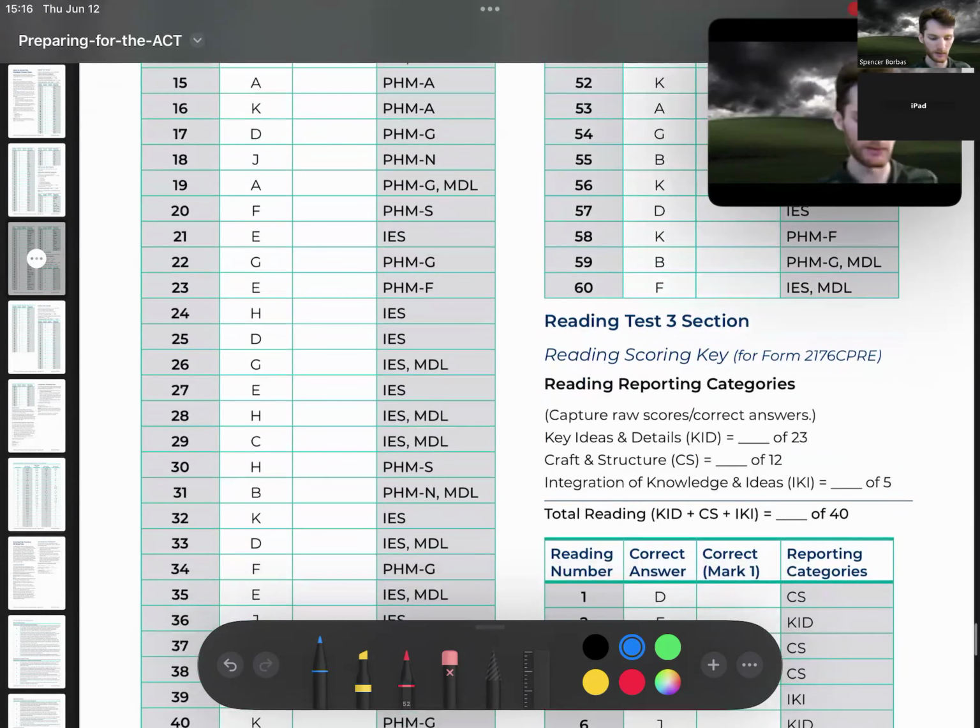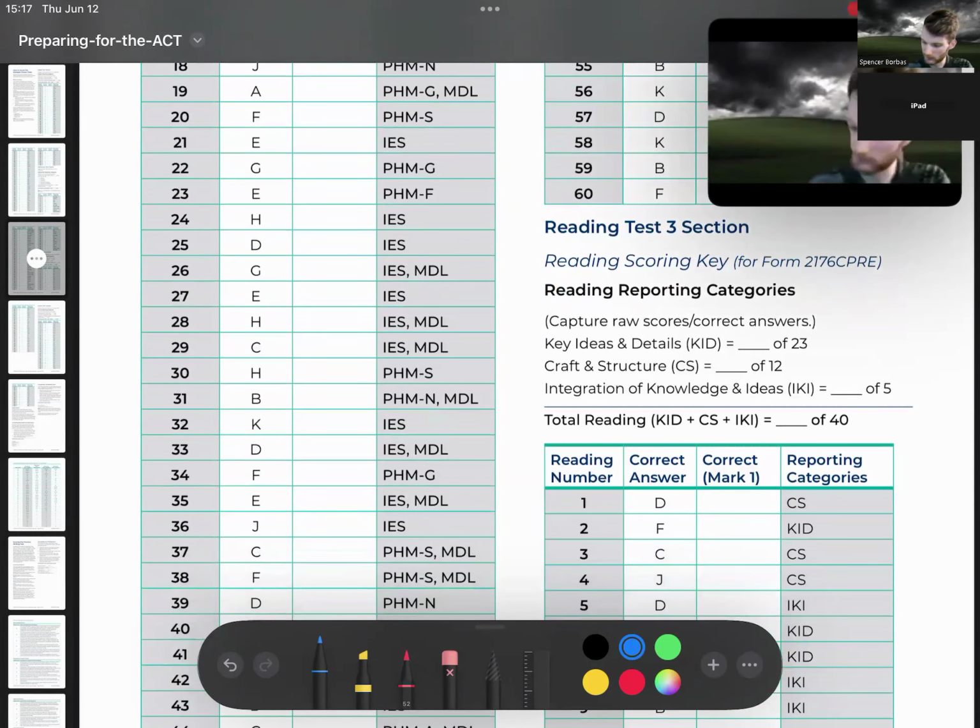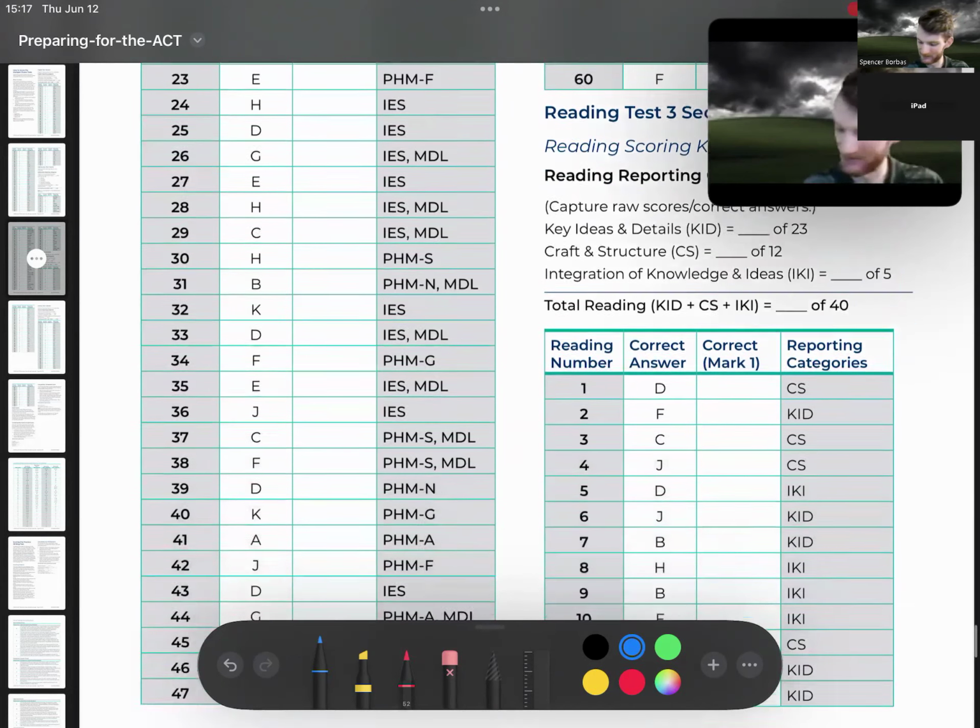All right, continuing. 26, G. 27, I put E, yes. 28, I put J, that is not correct. 29, I put C. All right. H, B, K, D, F. All right. 35 is where things started going bad. So I got 35 wrong. I got 36 wrong. I got 37 wrong. I got 38 wrong. All my random guesses were wrong.